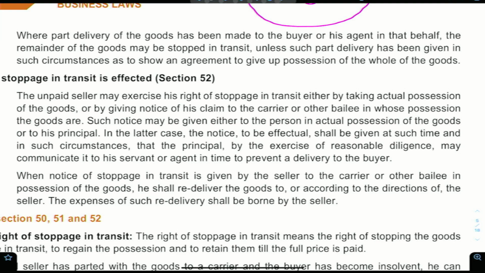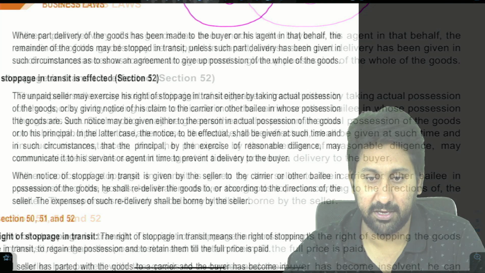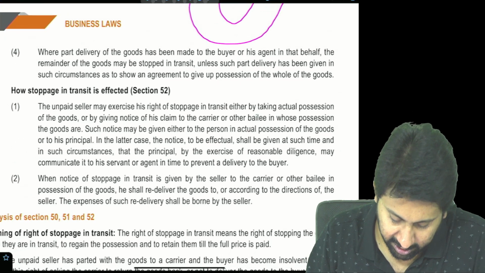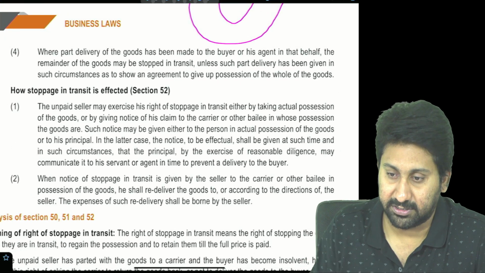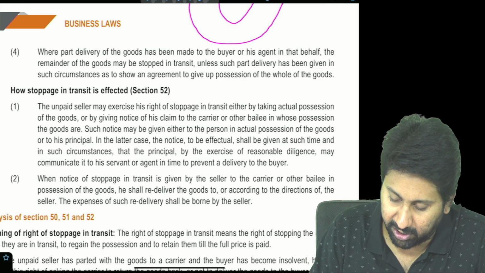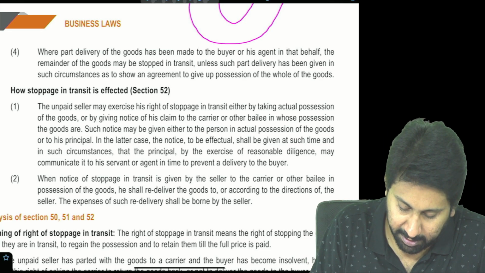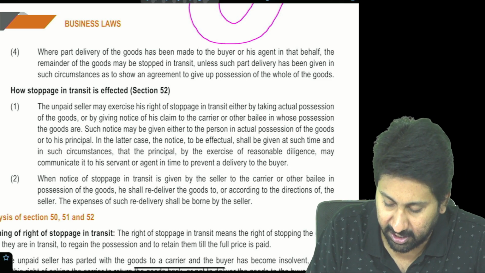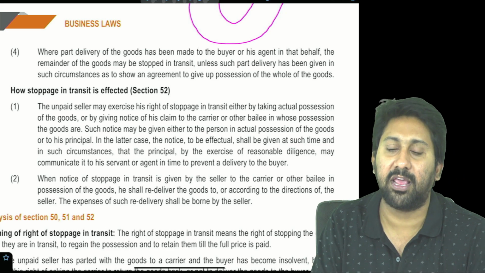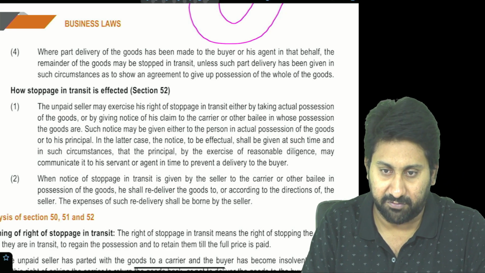Completed reading? Okay. See here, why I asked you to read this point is, there is one peculiarity in this point. Where part delivery of goods has been made to the buyer or his agent in that behalf, the remainder of the goods may be stopped in transit unless such part delivery has been given in such circumstances as to show an agreement to give up the possession of the whole of the goods.